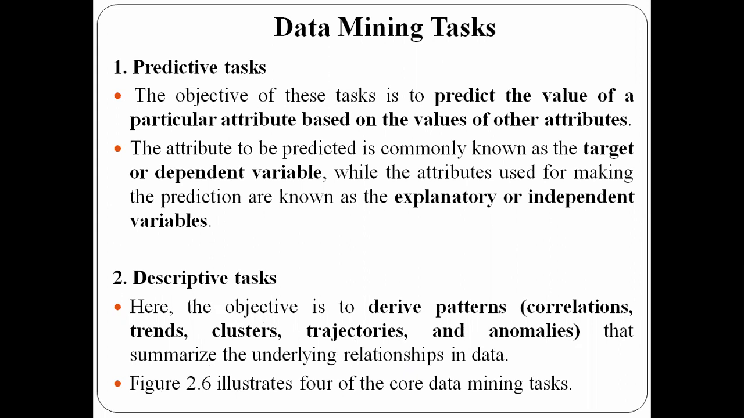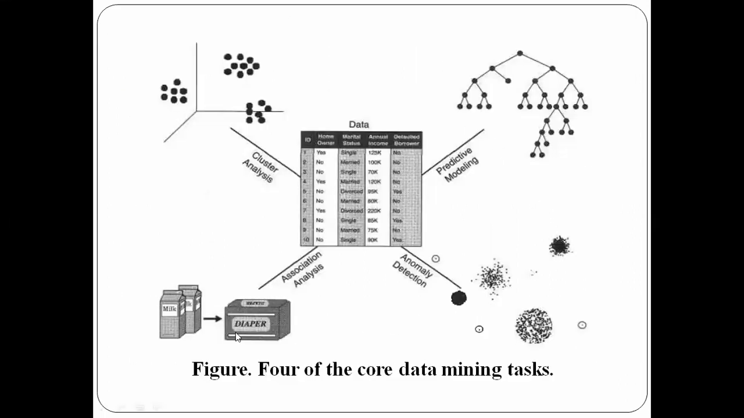Okay. So now coming to the four main, that is, core data mining tasks here. See, it has been highlighted. We have a total of 4 tasks here. One is predictive modeling. Then we have cluster analysis, then association analysis, and then anomaly detection. These are the 4 core data mining tasks here. So one is predictive modeling, second is cluster analysis, third is association analysis, and then anomaly detection. In detail, I will explain them now.